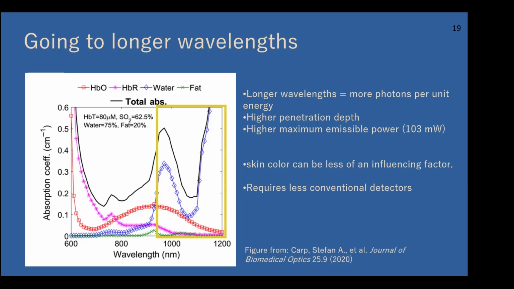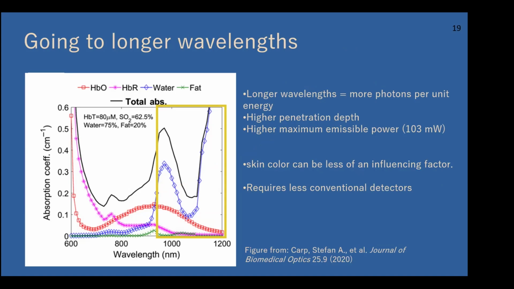So there have been ideas that maybe we should try to go out to longer wavelengths. The advantages of going out to longer wavelengths are that we have more photons per unit energy, a higher penetration depth, and we can inject higher powers of light into the tissue. So instead of 28 milliwatts, we can inject 103 milliwatts.